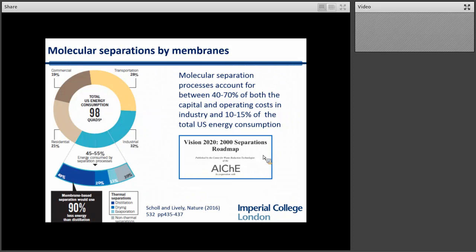Of those separation processes, something like half of that amount of energy is used in distillation, and another big chunk, 11%, is used in evaporation. So evaporating liquids, whether in distillation or direct evaporation, accounts for something like 10 to 15% of the total US energy consumption. Why? Because when you evaporate liquids, you need to separate the molecules in the liquid, and separating the molecules in the liquid takes quite a lot of energy.